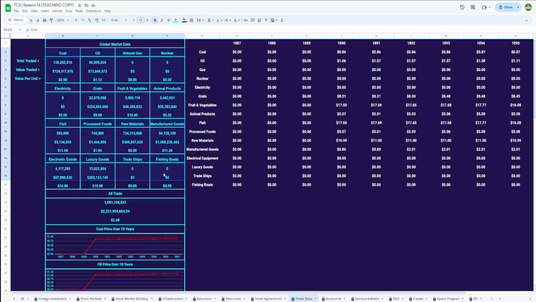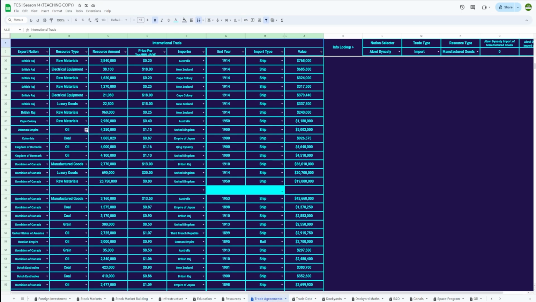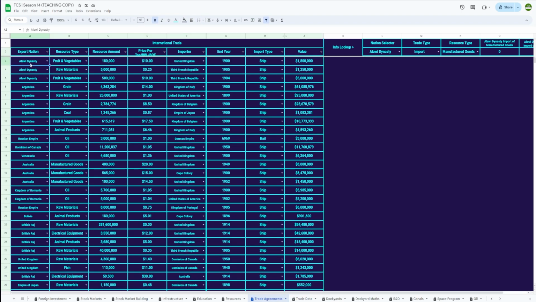And this is just a pure data tab so that you can make informed decisions. If we go to the trade agreements tab, this is where you actually engage in trade. As we can see here, Morocco, or the Alawi dynasty, is importing fruit and vegetables in an amount of 180,000 tons. Also, they're exporting fruit and vegetables, 180,000 tons for $10 per ton to the United Kingdom until 1900 via ship. Now this can be via road, rail, ship, power grid or pipeline.